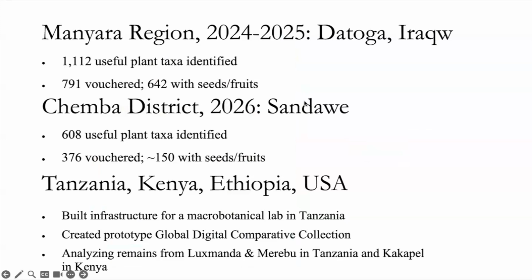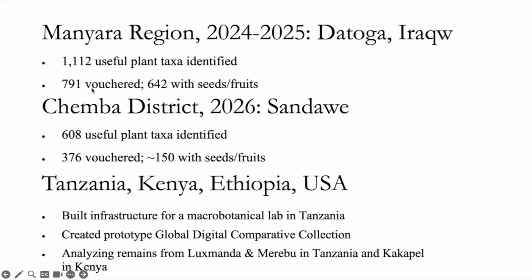But some high-level results so far is that across 2 seasons of fieldwork in Manyara, we've identified over 1,100 species with known uses. Of those, we have almost 800 where we have collected botanical vouchers, which are the pressed leaves and flowers that will be curated in the herbaria. And about 642 of those we have been able to collect seeds of.